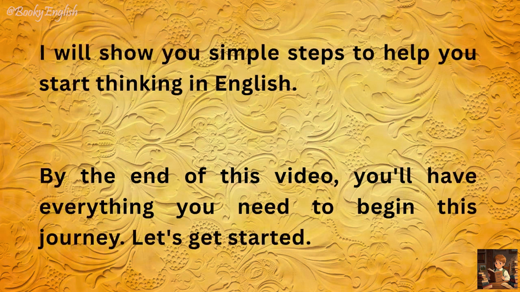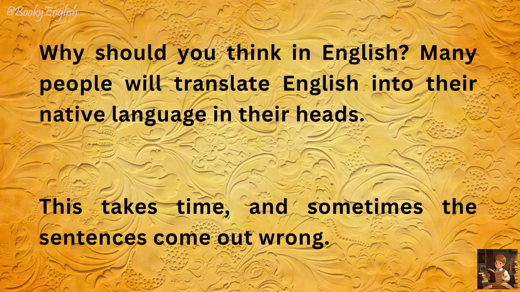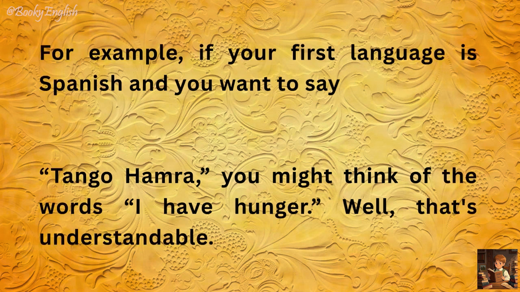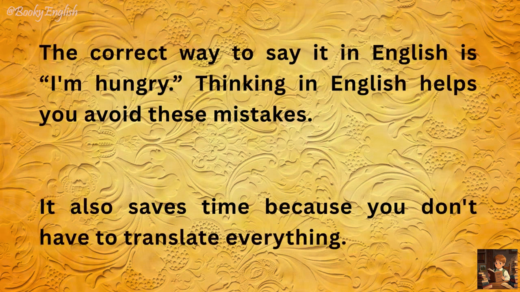Let's get started. Why should you think in English? Many people translate English into their native language in their heads. This takes time, and sometimes the sentences come out wrong. For example, if your first language is Spanish and you want to say "tengo hambre," you might think of the words, "I have hunger." Well, that's understandable. The correct way to say it in English is, "I'm hungry."